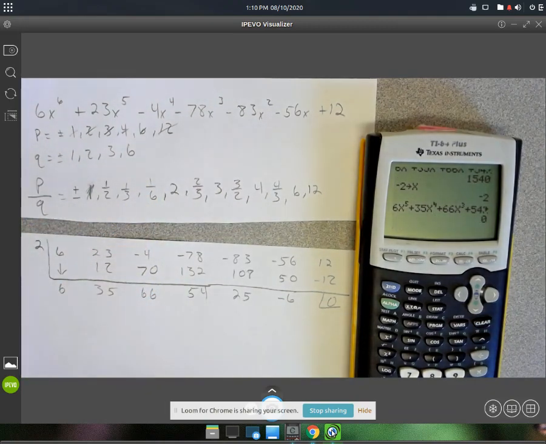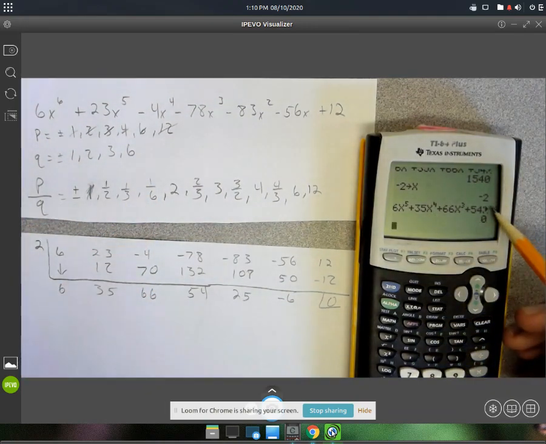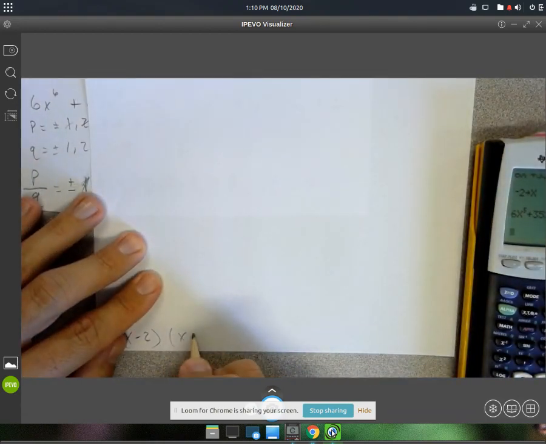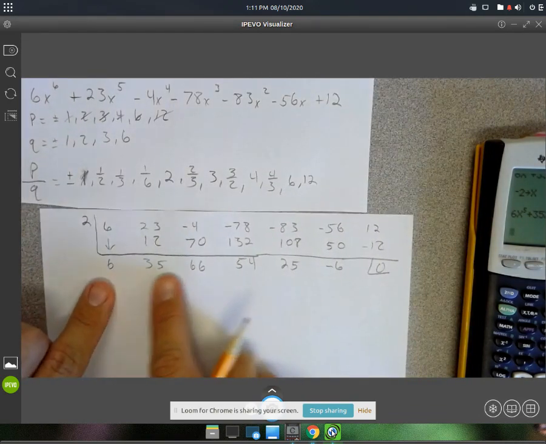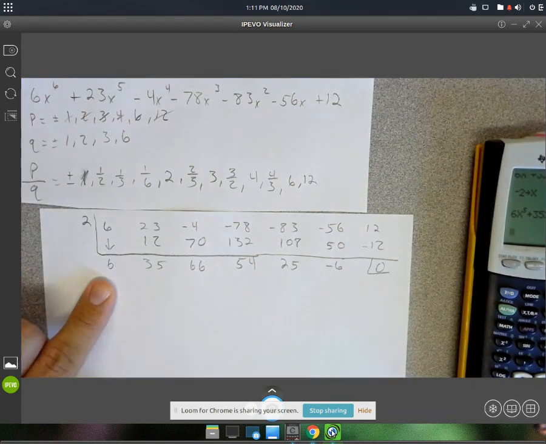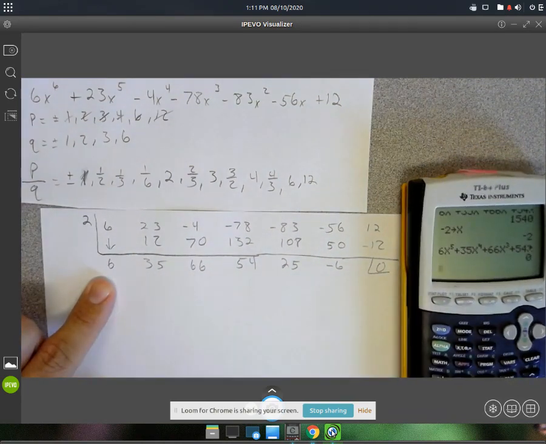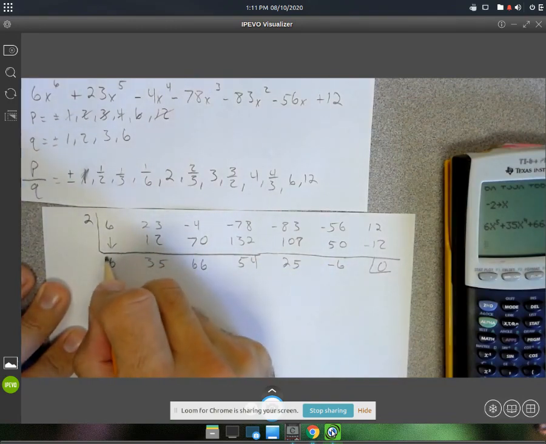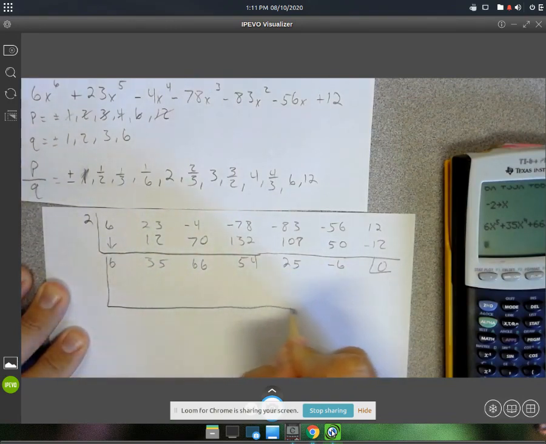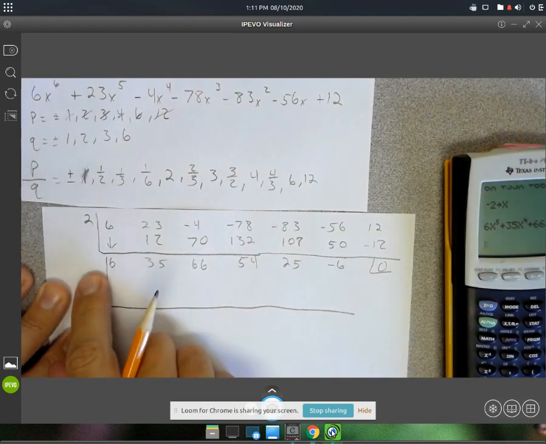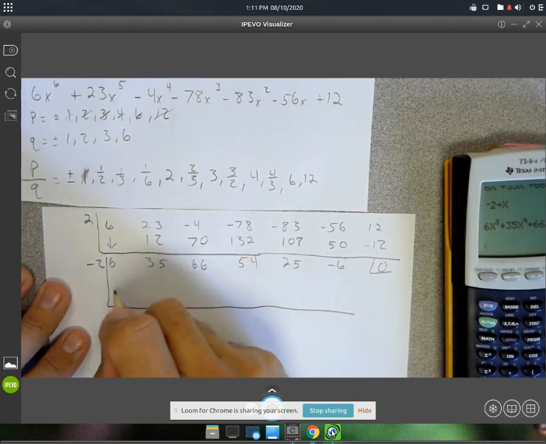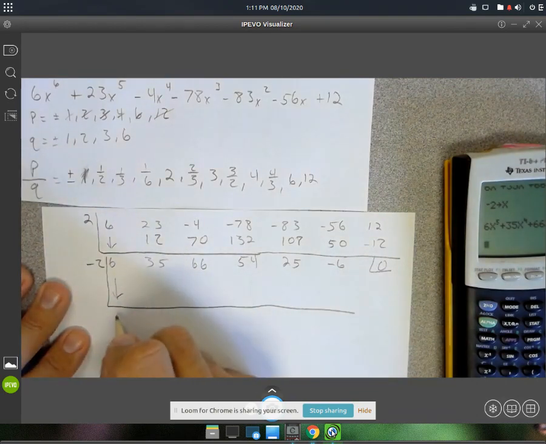Cool. So if negative 2 is an x-intercept, that means that x plus 2 is a factor. So I'm going to be dividing my new polynomial by x plus 2. I've already got my coefficients here. I'm just going to do my synthetic division again. But I'm dividing by x plus 2, so that'll be a negative 2 on the outside. All right, let's go here. Drop down my 6.